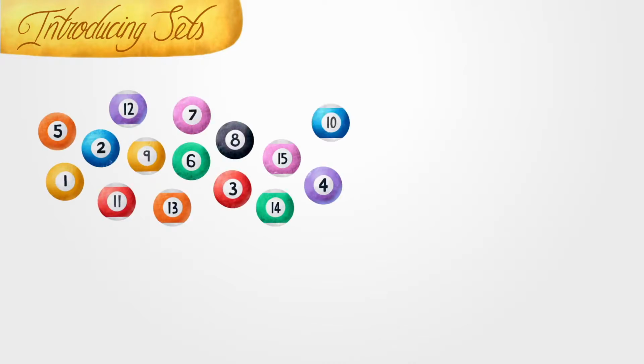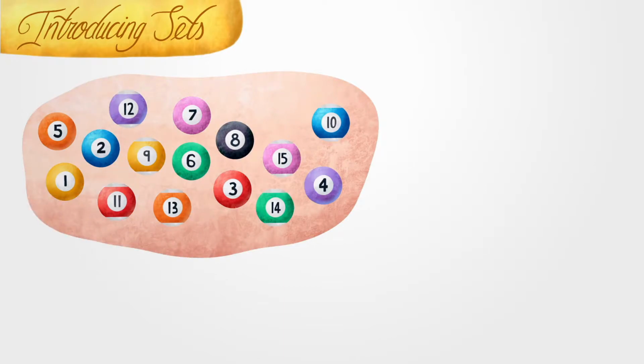So for example, I want you to imagine that we had a set of pool balls. Now for this set of pool balls, the set is the actual group that contains all of the individual balls, and each element is each individual pool ball that goes inside this set.